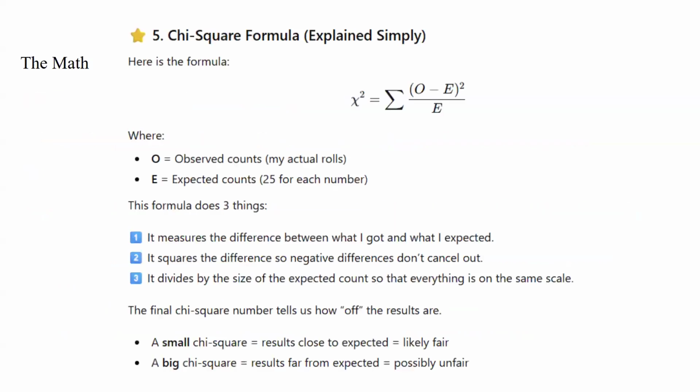A little bit of the math. So this is the equation. Your chi-square statistic is basically a summation. We take the observed outcome minus the expected, square that, and divide by the expected. The important takeaway is if you have a small chi-square, that means it's closer to expected, so it's more fair. If you have a big chi-square, it means your results are far from your expected, and that can possibly be unfair.